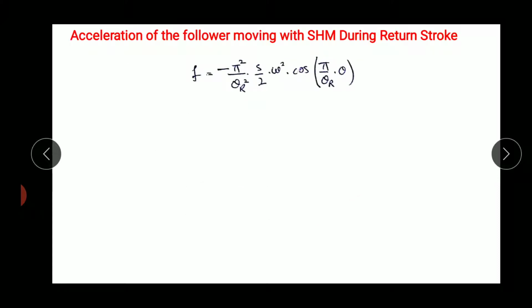Acceleration of follower moving with simple harmonic motion during return stroke. As we had seen during out stroke, it was plus minus acceleration. So during return stroke it will be minus plus. That means at the start of return stroke acceleration will be negative, at the end of return stroke it will be positive, and at the middle of return stroke it will be 0.